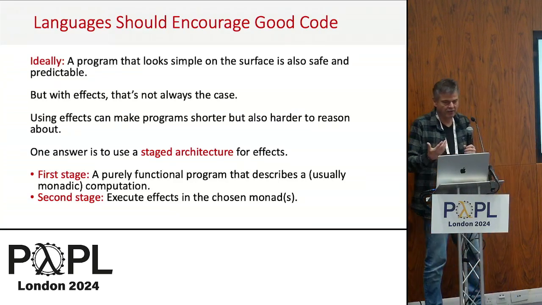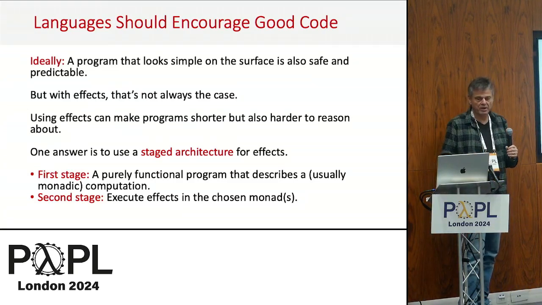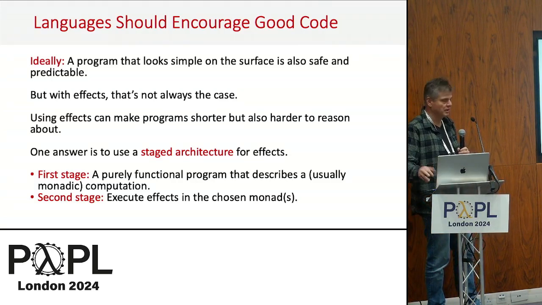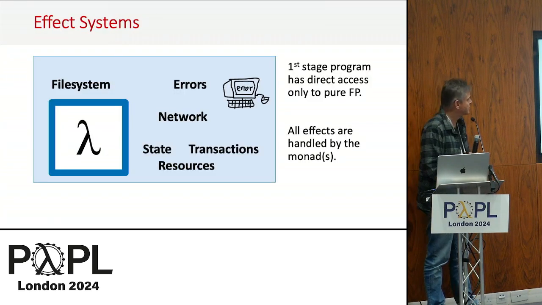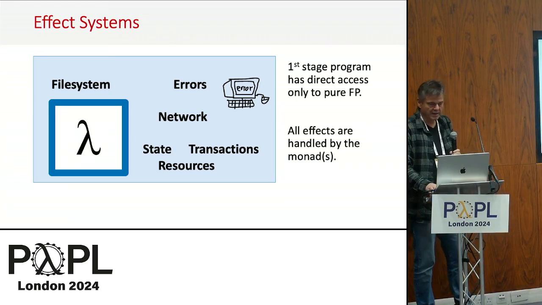The functional answer to that, of course, so far was a staged architecture for effects, where the first stage is a purely functional program that describes a usually monadic computation, and the second stage is you execute the effects in the chosen monads. So it looks a little bit like this. So you have, essentially, this is your program, and then outside is the thing that gets managed by libraries, whether it's a single monad like ZIO in Scala, or a stack of monads like Cats Effect. So they handle all these things, but they're outside your program. Your program is a first stage, purely functional program that essentially uses these things in a monad. Okay, so that was a solution.